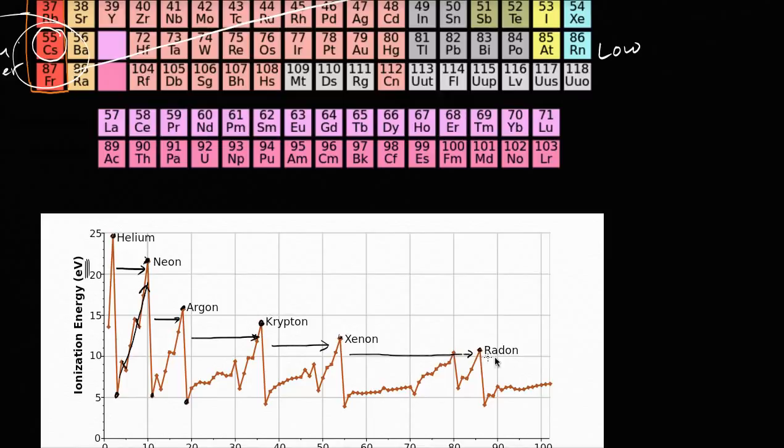And something like radon, even though it's a noble gas, because those outermost electrons are quite far away from the nucleus, its ionization energy is actually less than that of hydrogen. Anyway, hopefully you found that interesting.